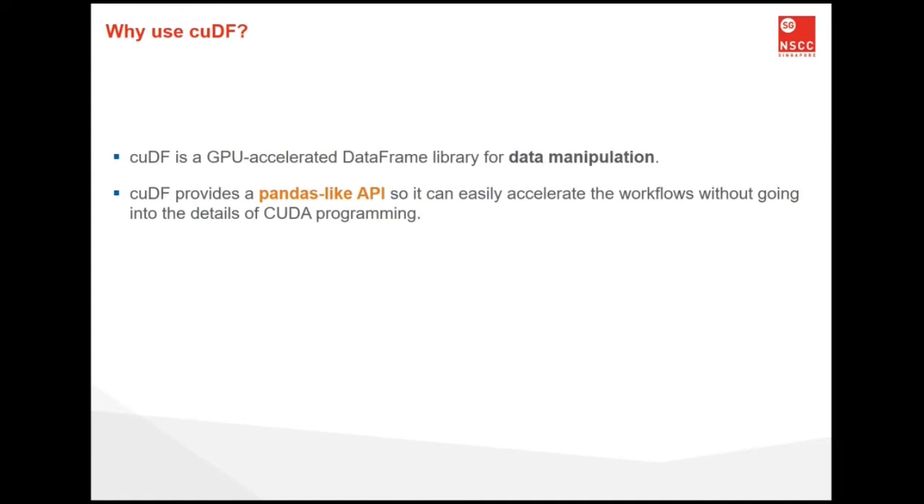So why do we prefer to use cuDF? cuDF was built on the Apache Arrow columnar memory format. cuDF is a GPU data frame library for loading, joining, aggregating, filtering, and otherwise manipulating data. cuDF provides a pandas-like API that will be familiar to data engineers and data scientists, so they can use it to easily accelerate their workflows without going into the details of CUDA programming.